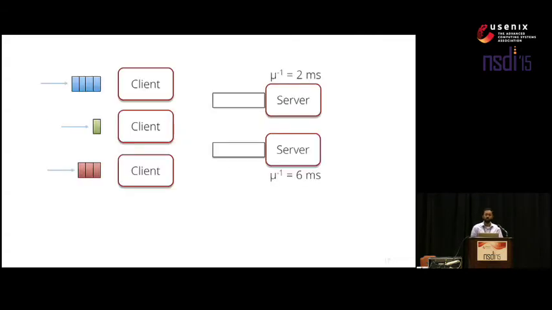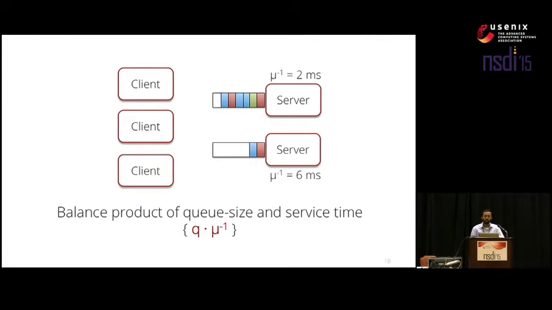Consider the following simple queuing system, where on the left we have a set of clients receiving bursts of requests, and on the right we have two servers, one with a service time of 2 milliseconds, and another with a service time of 6 milliseconds. The ideal allocation here to minimize latencies would be something like this, where we perfectly balance queue lengths across servers in proportion to their service time differences. Essentially, what we're trying to do is balance the product of the queue size and service time across servers. The challenge is to achieve, or approximate, such an allocation in a fully decentralized manner, without clients having to go through a common coordination point.